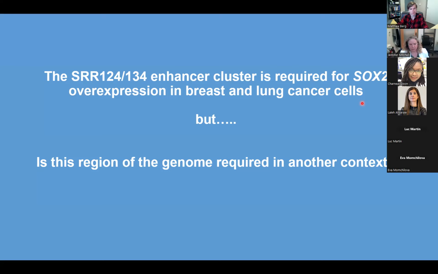But we wondered, is this region of the genome required in another context? Why would we have this region of our genome that just becomes active in cancer? That seems evolutionarily like a bad idea. And so we wanted to know, is this region important in another context? To do that, we really needed to use an animal model. So we had to see whether or not these regions were conserved.